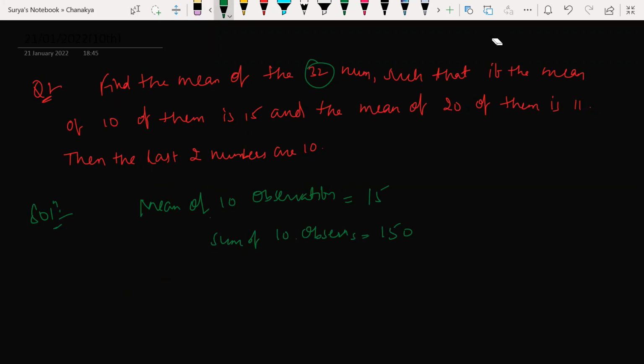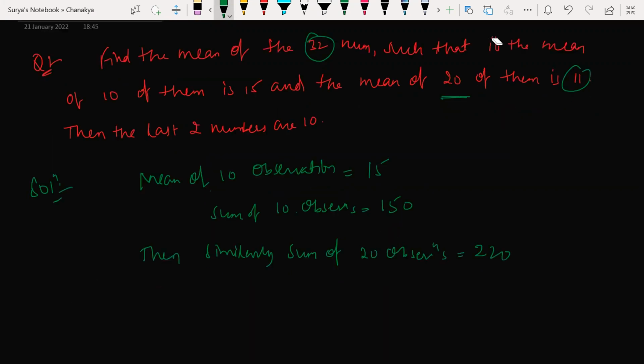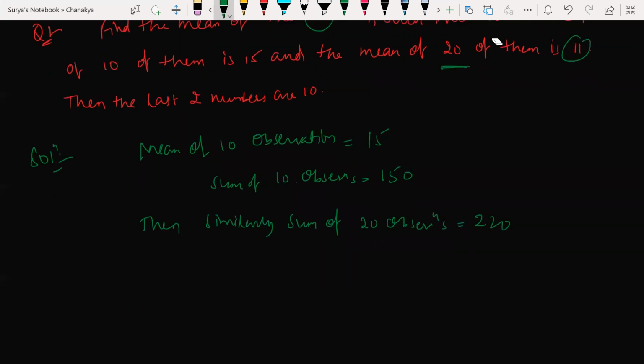And the mean of the next 20 numbers he has given, the mean of 20 of them is 11. Similarly, find the sum of 20 observations. Mean of 20 observations is 11, given. So 11 into 20, how much? 220. Is it clear? Very simple.